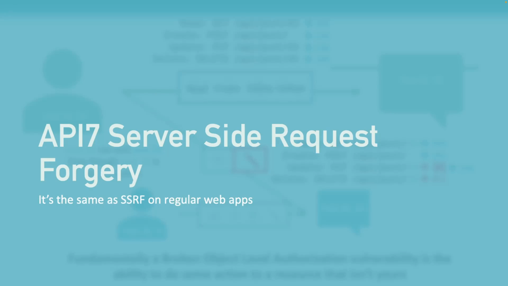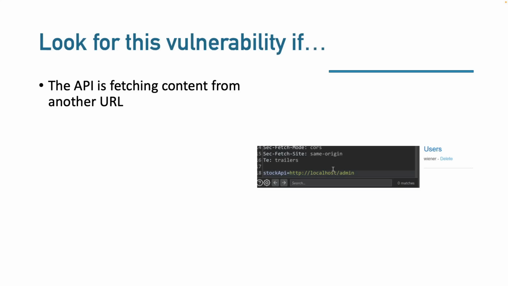API 7, server-side request forgery. If you are familiar with the OWASP top 10, you will know that this has already been on there for quite a while and it's not new. SSRF on APIs is exactly the same as on regular web apps. The only reason it particularly applies to APIs is because often they will fetch content from other URLs.